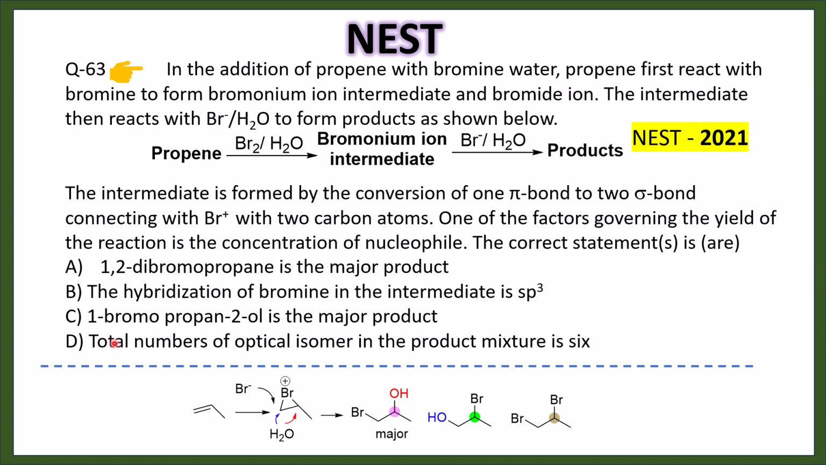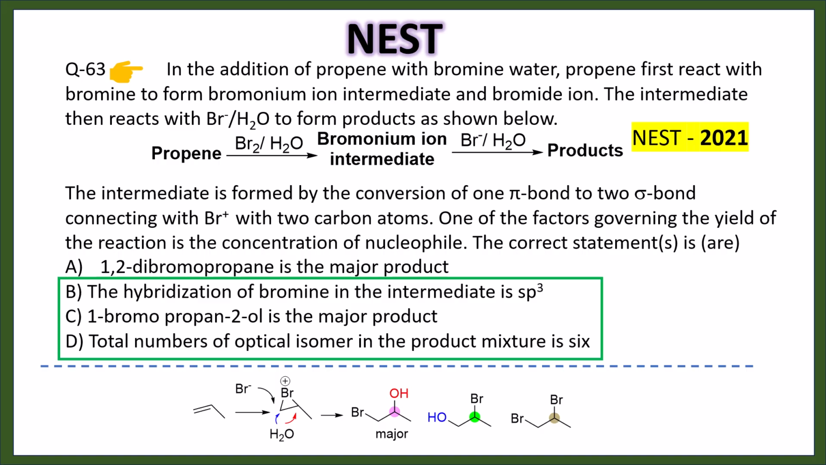And the hybridization of bromine in the intermediate is sp3, because bromine is attached with all single bonds, so sp3. And the total number of optical isomers in this product mixture is 6, because we could find that these 3 products, these 2 are minor, this is major, each having a chiral center. So for each chiral center there is another enantiomer, that means the 3 give another 3 enantiomers, so the total mixture of isomers is 6. So these 3 options are the correct options.